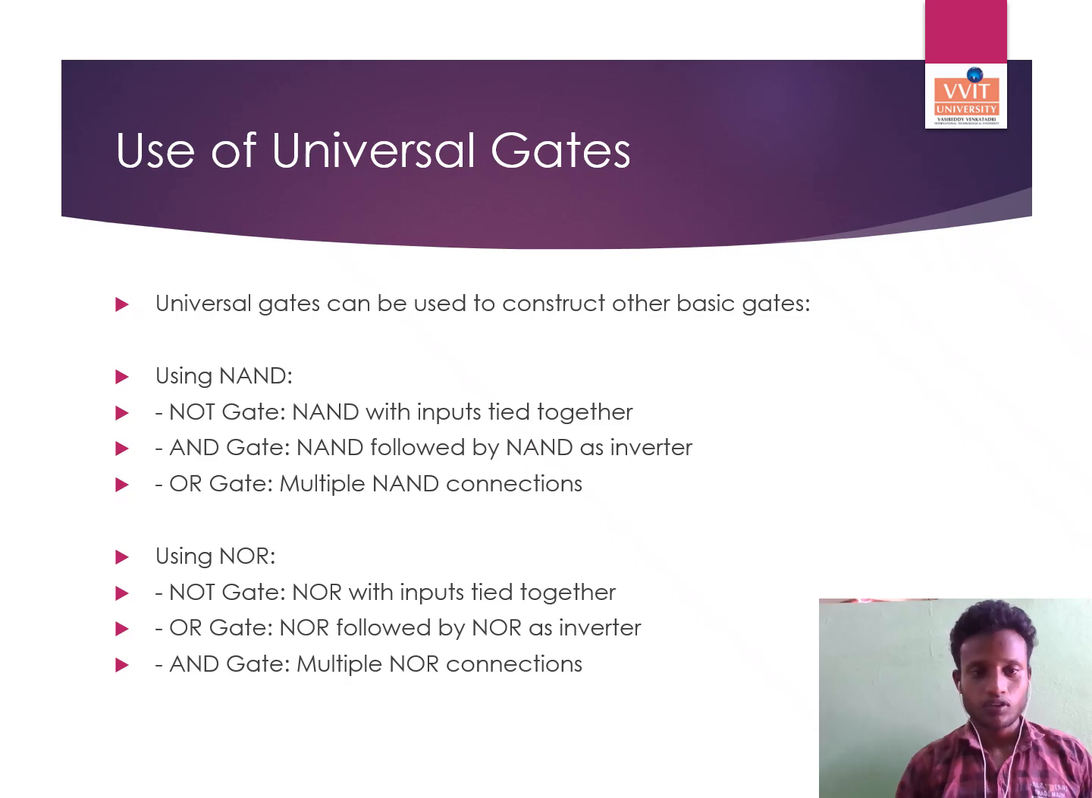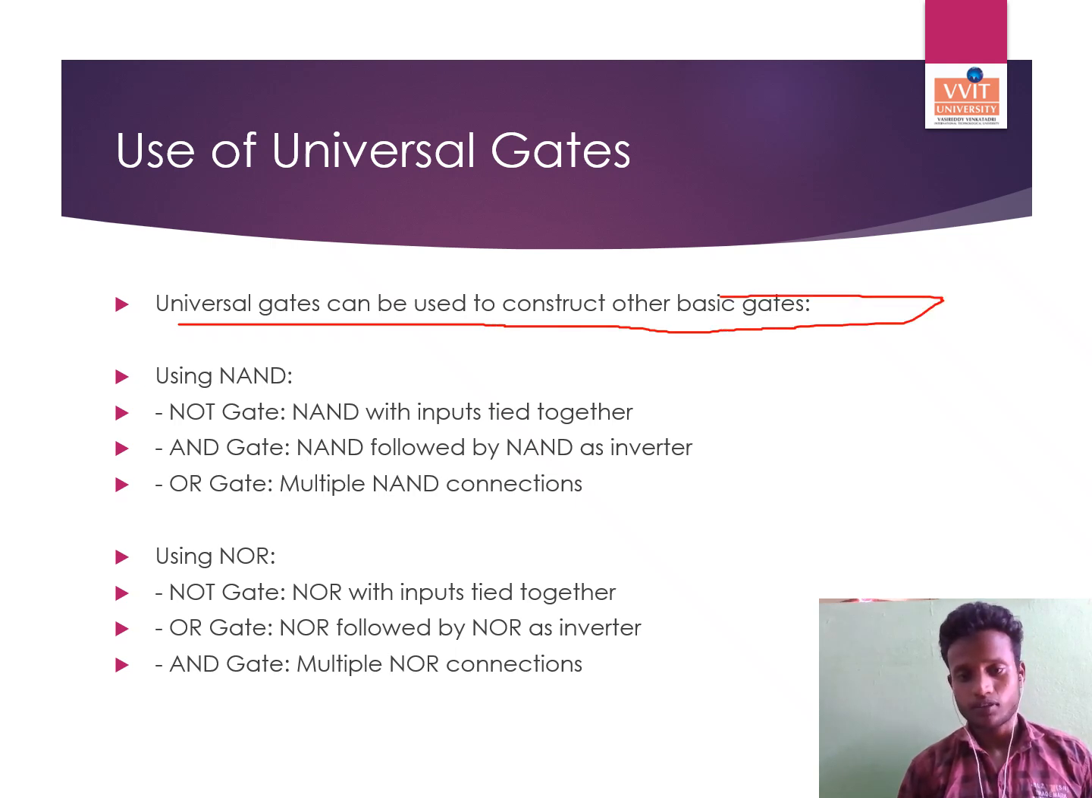And uses of universal gates. How many types of universal gates? NAND and NOR. What are the basic logic gates? AND, OR, NOT, XOR, XNOR. Okay. What are the universal logic gates? We can use them to construct other basic gates, as we talked about previously.